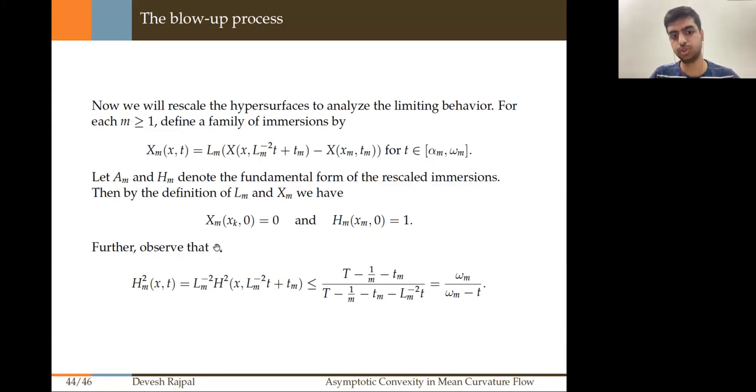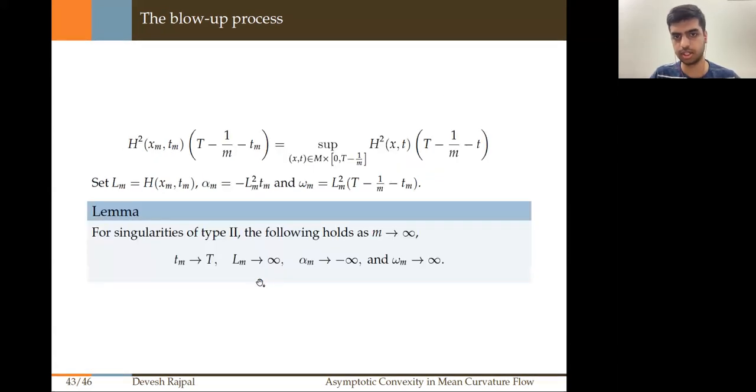From the supremum conditions, we get that these rescaled hypersurfaces have bounded mean curvature. So Hm square of x comma t: if I multiply my parameterized hypersurfaces by Lm, H needs to be multiplied by 1 by Lm. It's the inverse relation, like a sphere of radius r has mean curvature n by r. From the supremum points we consider, this is bounded by capital T minus 1 by m minus Tm divided by T minus 1 by m, this quantity. I'm getting this from this part.